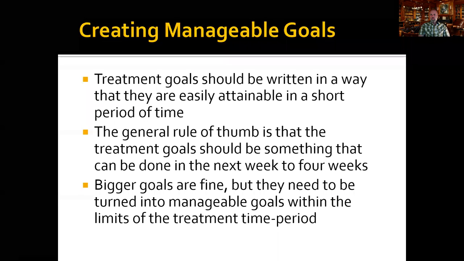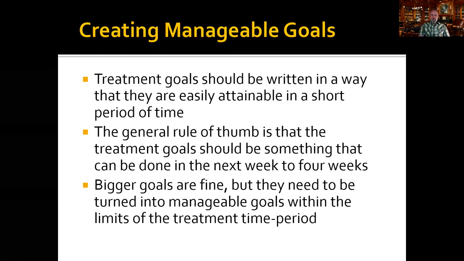So one of the most important aspects of writing treatment goals is to create them so that they're manageable. Treatment goals should be written in a way that they're easily attainable in a short period of time. The general rule of thumb in clinical work is that treatment goals should be something that can be accomplished in the next week or within the next 4 weeks. I am definitely a proponent of treatment goals being accomplished as quickly as possible. Between now and the next time we meet is ideal, because the next time we meet, we can always update the treatment goal and add to it if necessary, but it gives us a good benchmark.